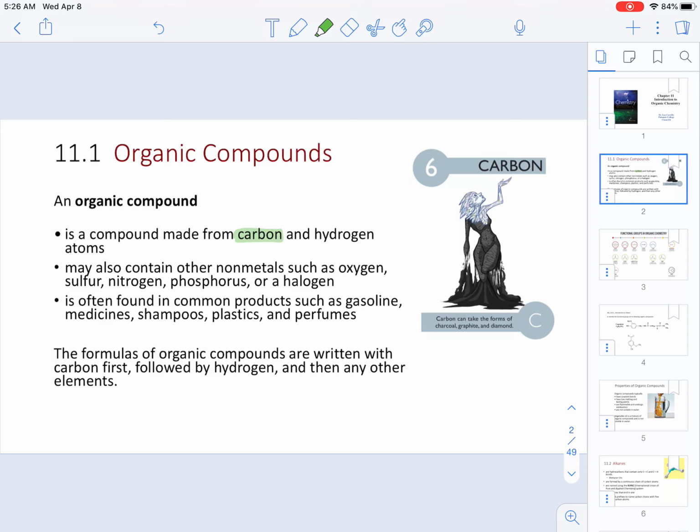As we have seen previously, we're going to have a subscript to tell us how many carbon atoms are there. And then we're going to be writing hydrogen and any other element that is present in our chemical formula. The drawing that you see to the right of the slide was made by a cartoonist who created mystical characters for each element of the periodic table, and this is the one that was developed for carbon.